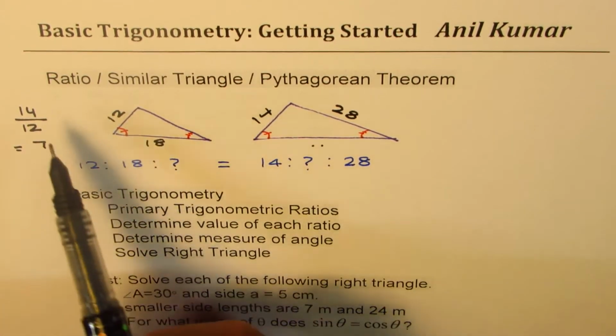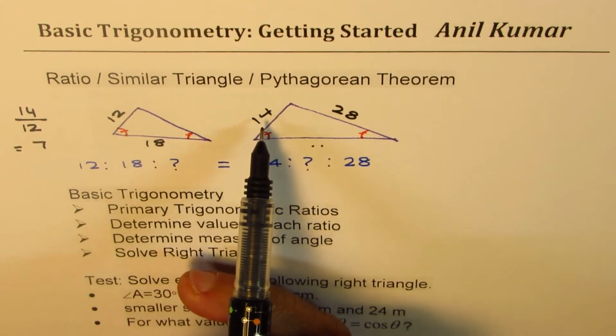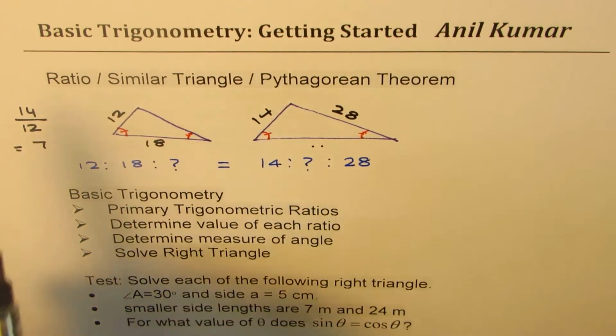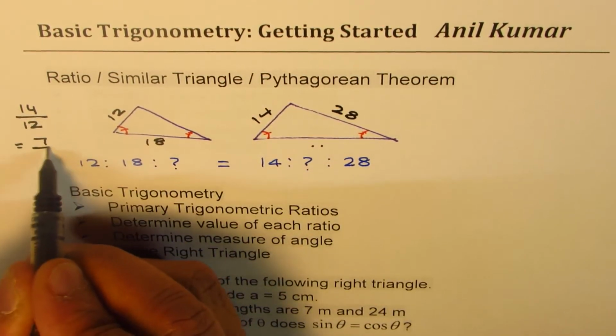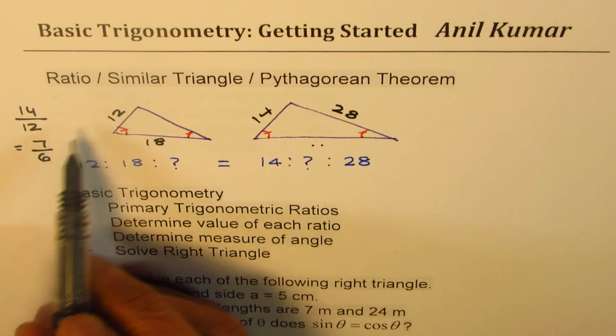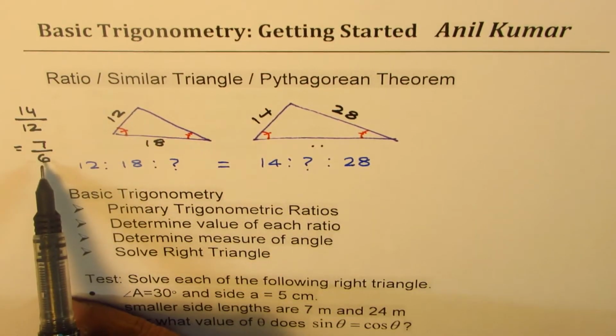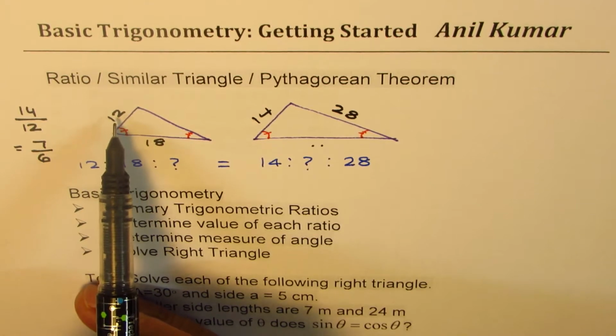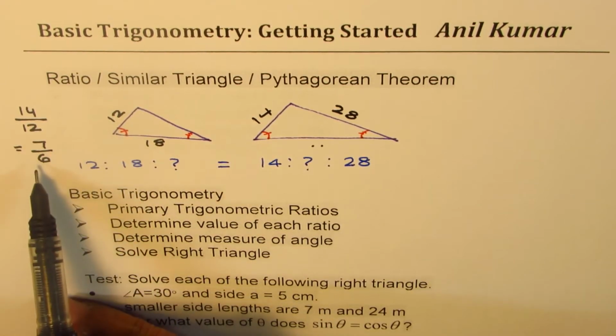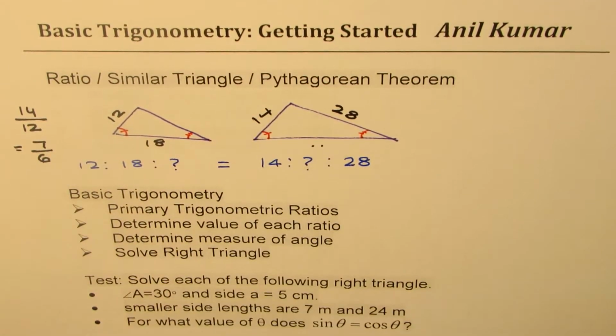So I divide by 6, and times what? That gives you an idea. So if I divide both, I get 7 over 6, right? So basically what I'm saying is that the ratio is 7 over 6. That is to say, if I multiply 12 by 7 over 6, I get 14. Do you get an idea? Right? So that is what we mean by fixed ratios.